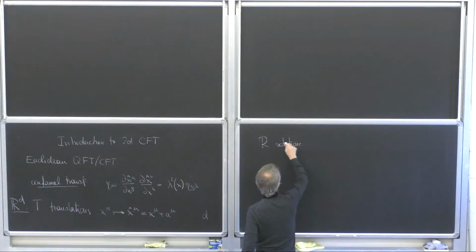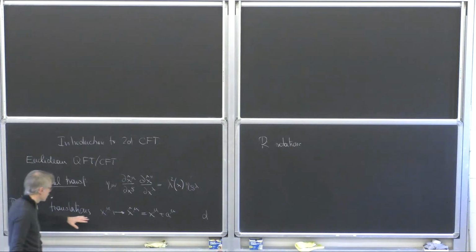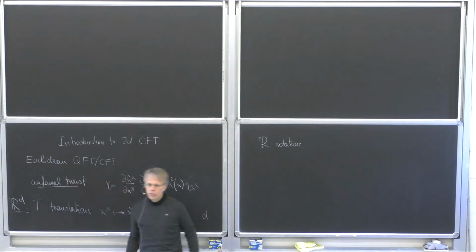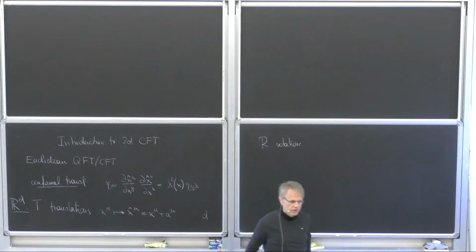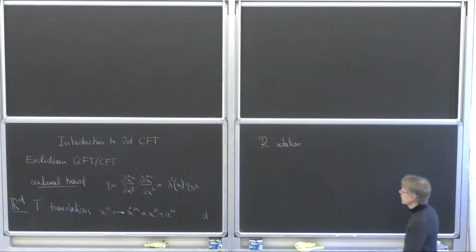Now, obviously, rotations. So if you were in Minkowski space, you would say this is the Poincare group. Then you would have Minkowski transformations. You would have the conventional space rotations, but you would also have the transformations that mix space and time. But because we are in Euclidean space, all of these are just what you would call rotations. Because in Euclidean space, time is just the same as space, so everything is a rotation.